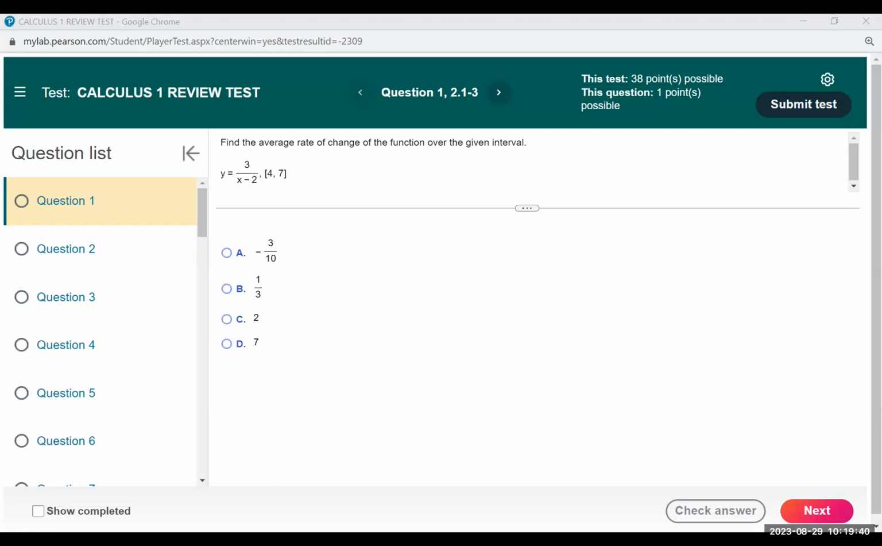These are our interval. That's x1, that's x2. So our formula for this first part, x2 is this. We plug it into here. So it's 3/7 minus 2. That's this number. Minus x1, so it's 3/4 minus 2. All of that over x2 minus x1. And he just worked that out.